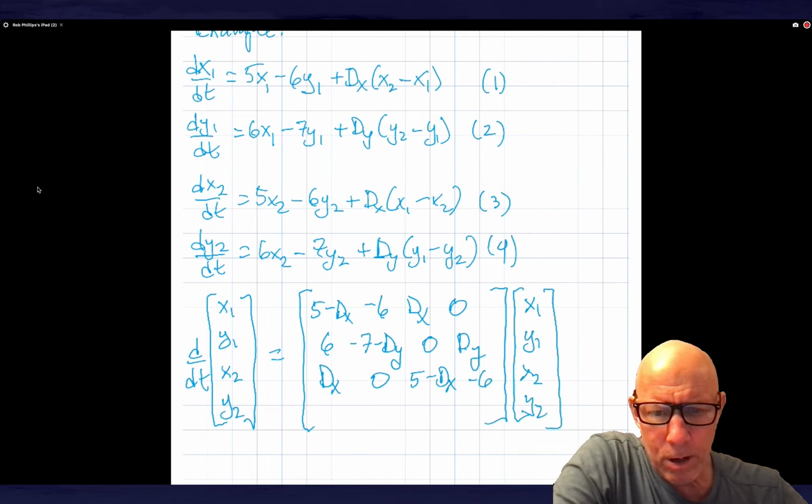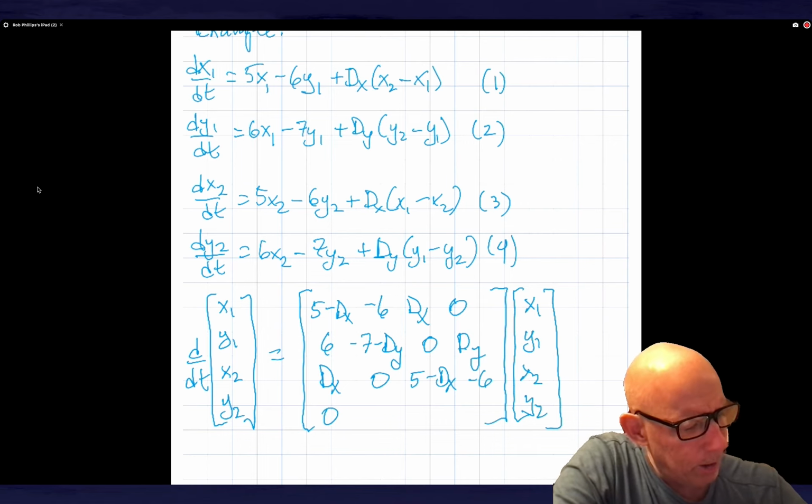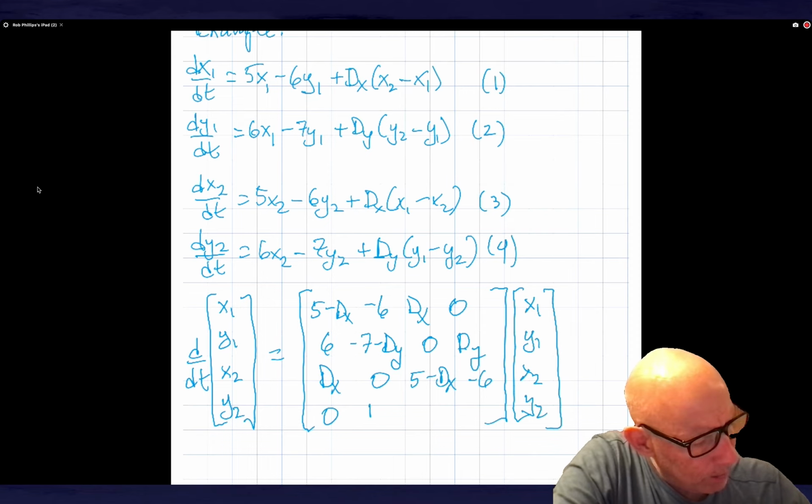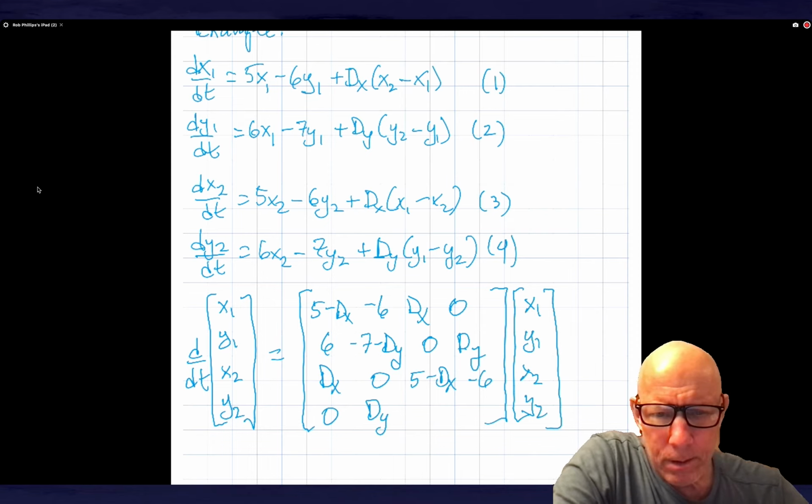And the last row is going to have a 0 here. And then y1 is going to have a dy here. And then on x2, I have a 6. And then finally, I have a minus 7 minus dy.